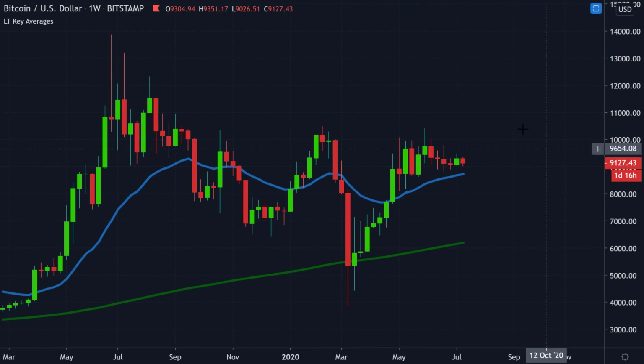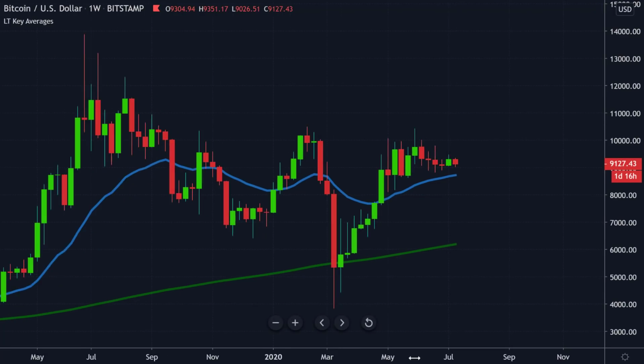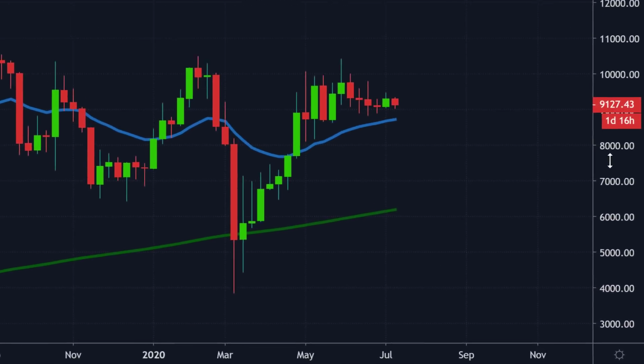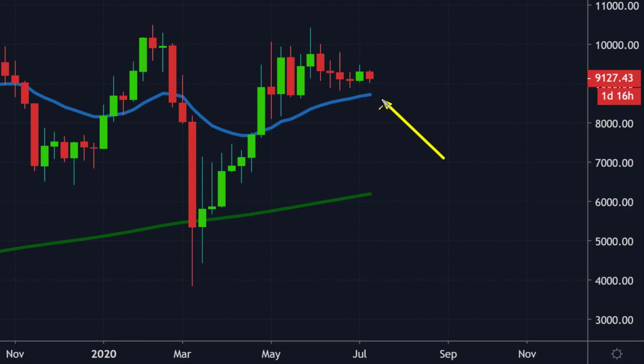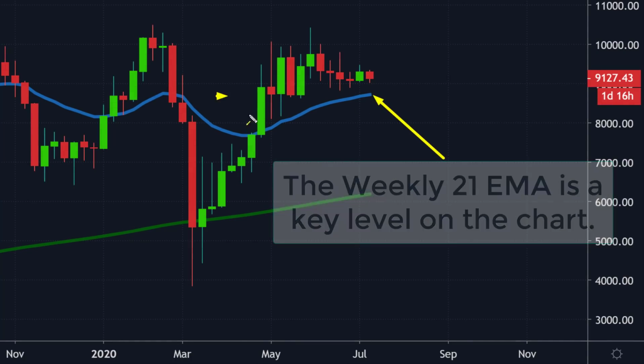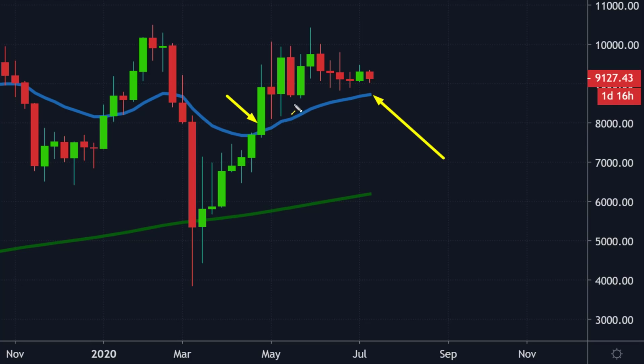Now, I did make a video some months back, or was it a few weeks back, when I mentioned that the 21 weekly moving average on Bitcoin is going to be absolutely crucial and important. That's the 21 weekly you see on the chart. That's the blue line you see on my chart. The reason is usually when price goes above the 21 weekly and stays above it, and as long as price does not drop below it, there's a very high probability this could be the start of a brand new uptrend.